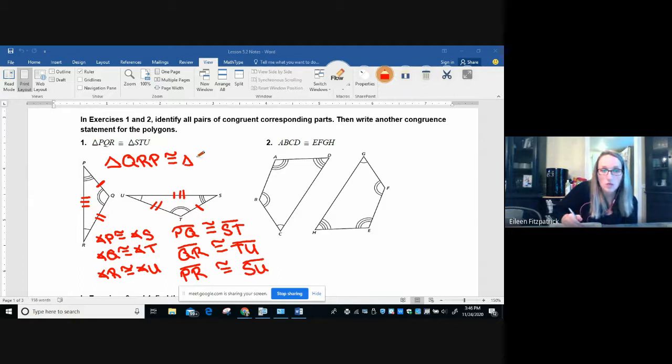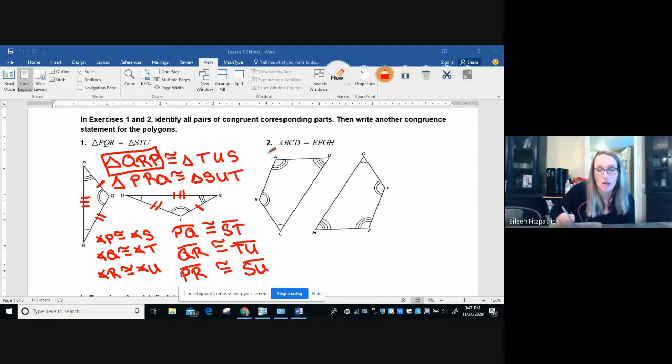Since Q corresponds to T and R corresponds to U, and P corresponds to S, I have to call it TUS, all right? Or you could call it PRQ is congruent to triangle SUT. So there's lots of different options on how to name the triangles. What's important is once you name the first triangle, you have to make sure that the corresponding pieces match in the second triangle, okay? All right, so that's the first example.